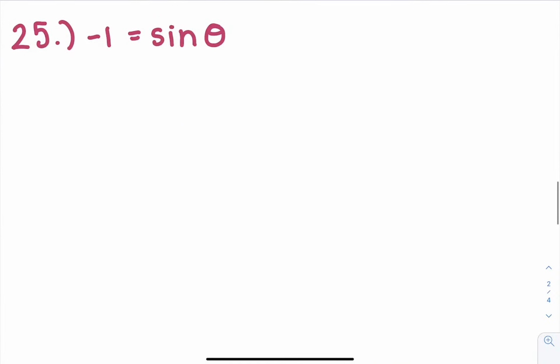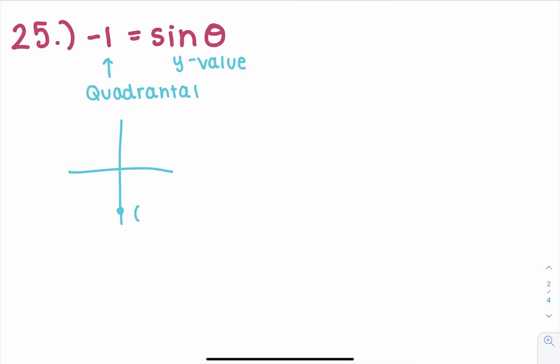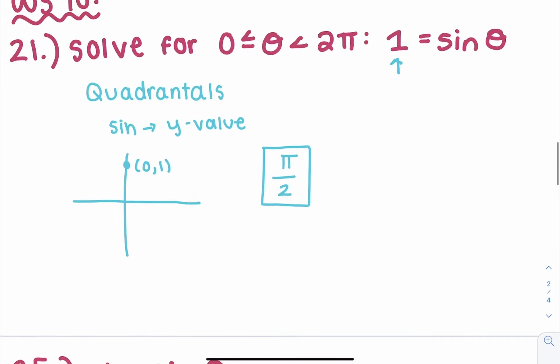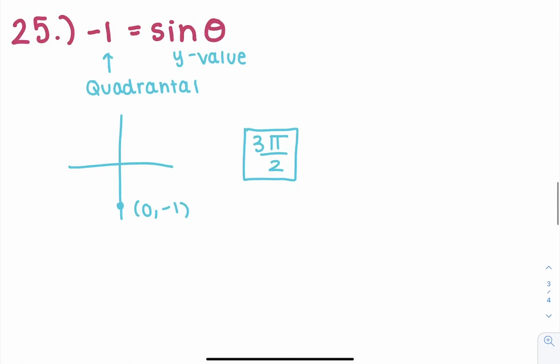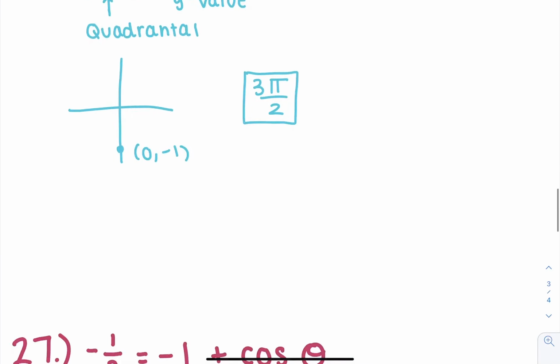In 25, we have a really similar problem. If I see a 1 or a 0 or a negative 1, remember this is a quadrantal. So I'm looking for a y value of negative 1, and that happens down here at the point 0, negative 1. This would be 270 degrees, but since we're working in radians, our answer is 3 pi over 2. And there's only one for both of these angles. There's not going to be two. Just for quadrantals, usually for other angles there are two.